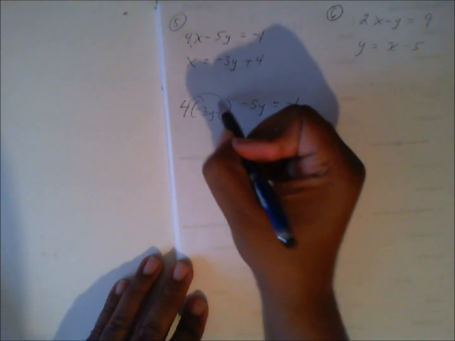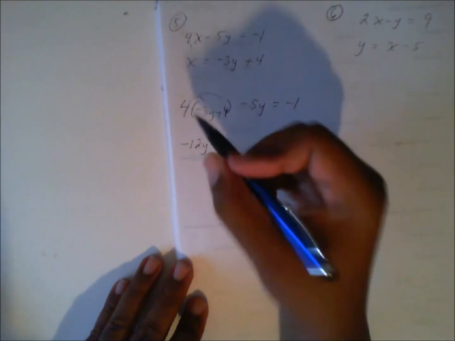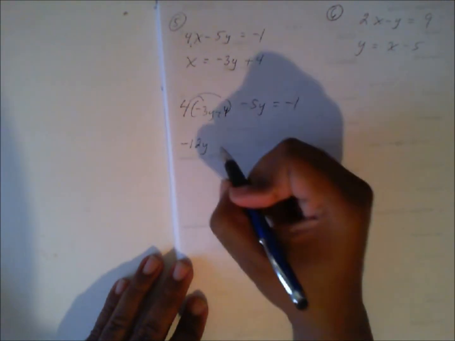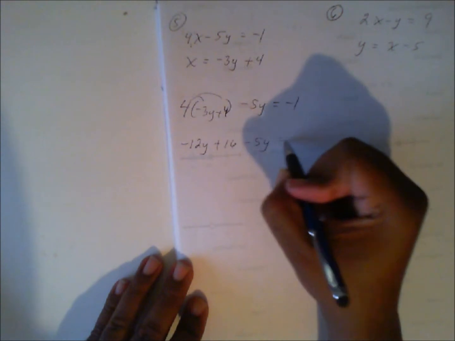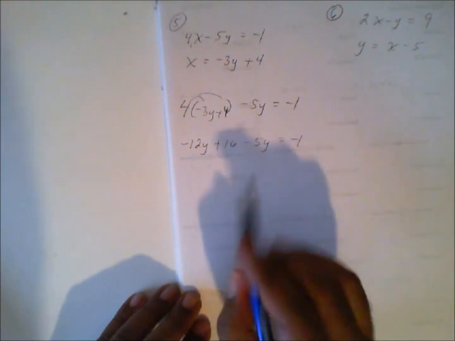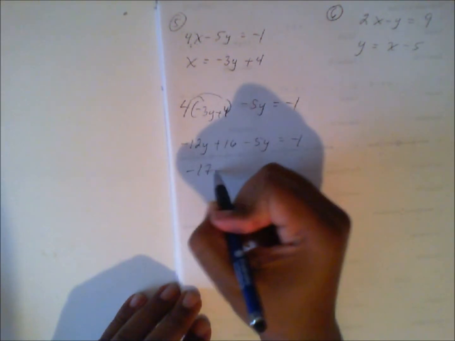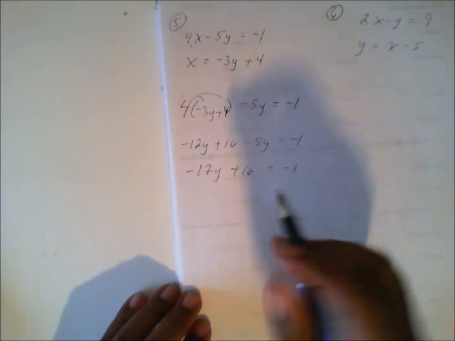Distributing by 4, 4 times negative 3y will give me negative 12y, and 4 times 4 gives me 16. Then the minus 5y, and then the negative 1. Combining like terms, I'll put the negative 12y and a negative 5y together to become a negative 17y, plus 16 equals negative 1.